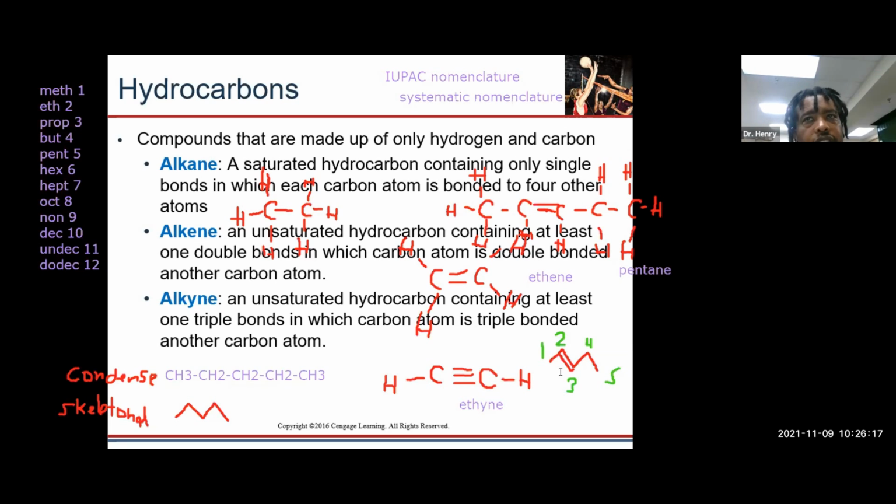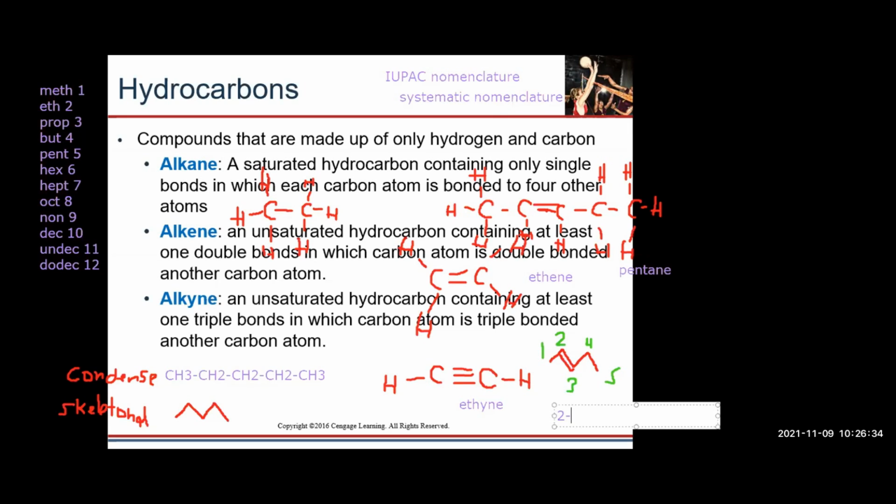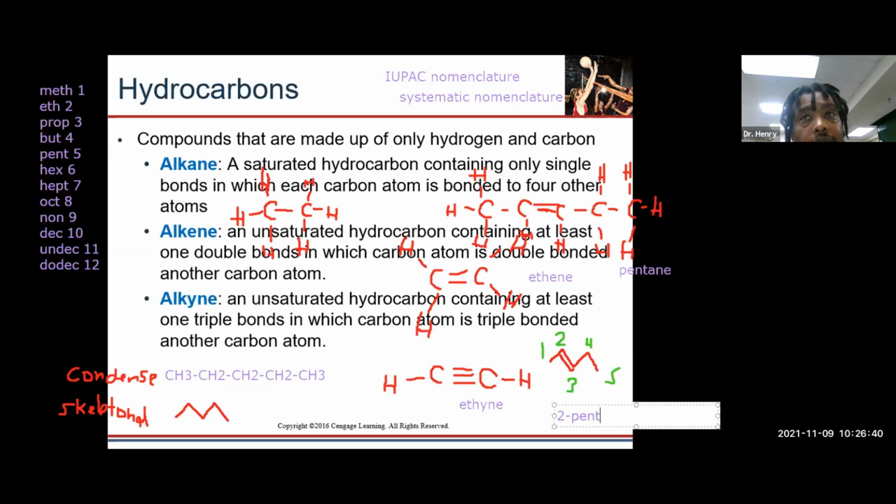We have to say where the double bond starts at. So it would be 2, and then it was 5 carbon chain. What would be the prefix that we use for a 5 carbon chain? Pent. Pent. Okay, and then it's a double bond, ene. Okay, so this guy would be called 2-pentene. So we're saying that on the second carbon, there is a double bond. Okay, you see that?